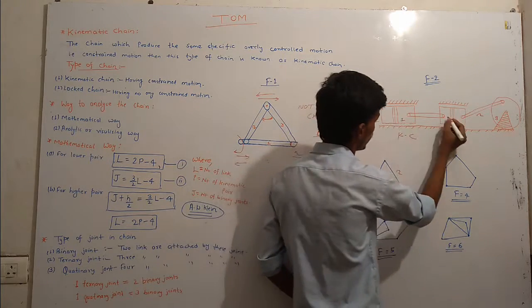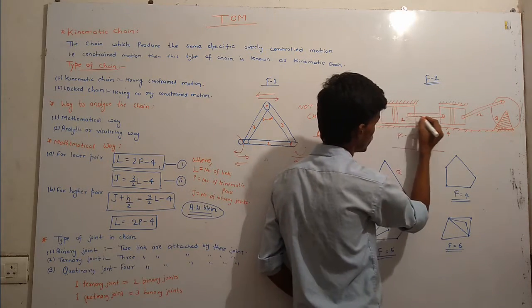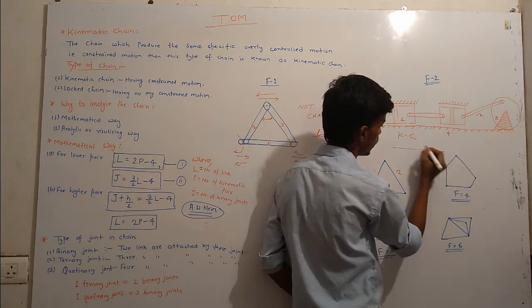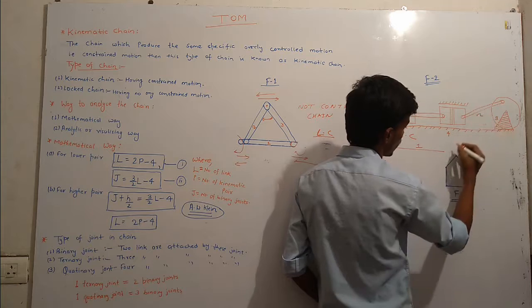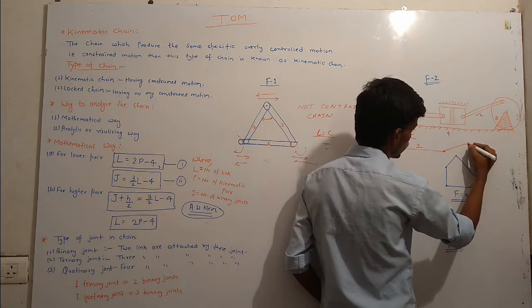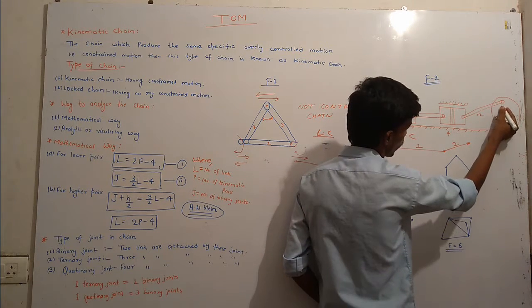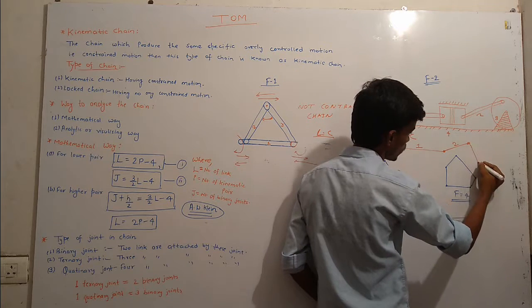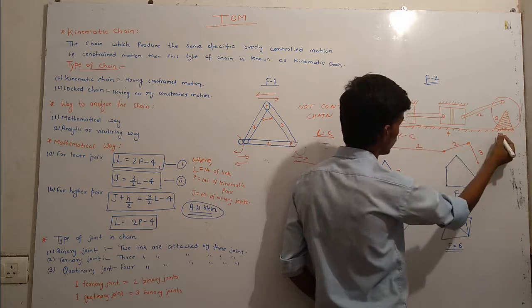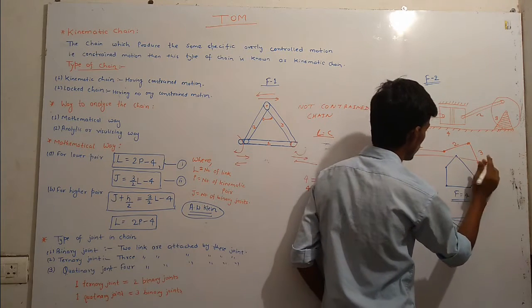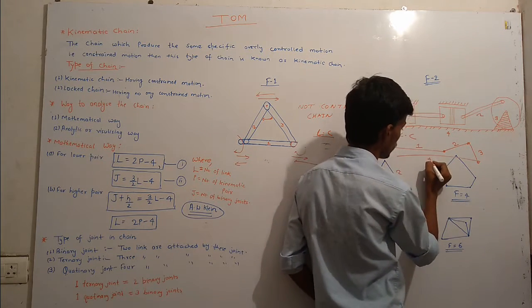It is 1 link. The piston rod and crosshead is 1 link, so I take it as 1. The connecting rod is 1 link, so it is link number 2. The crank is 1 link. Let's suppose this is a crank having link number 3. The frame has link number 4. The frame is link number 4.